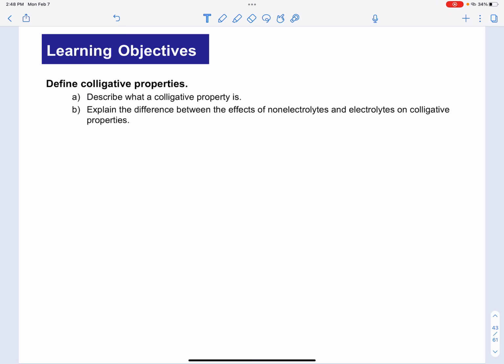We're going to describe what a colligative property is, and we're going to explain the difference between the effects that non-electrolytes and electrolytes have on colligative properties. So let's begin with colligative properties. And you probably saw this in practice last week.